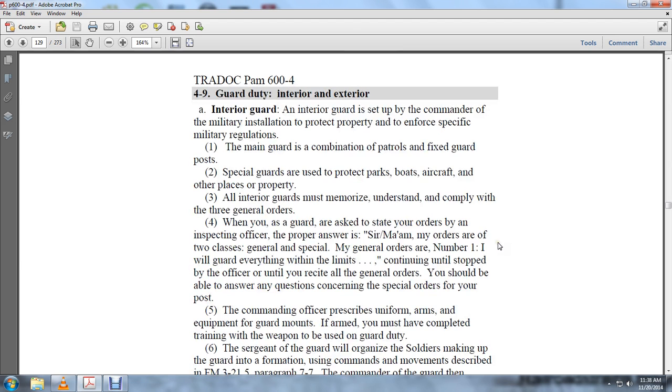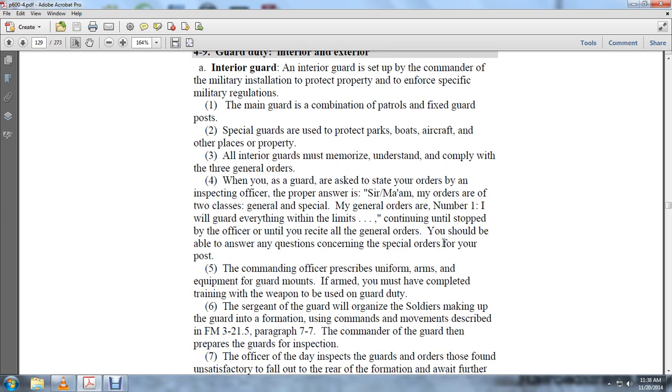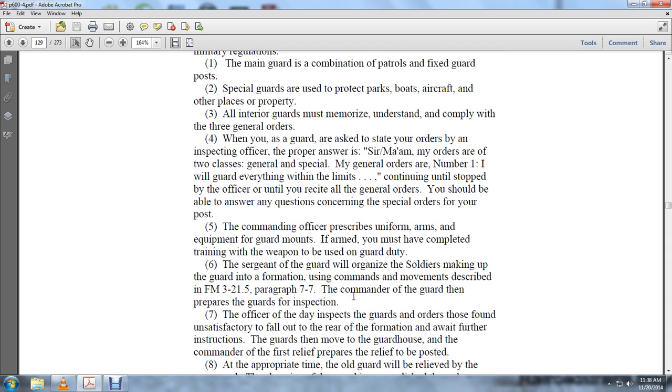The commanding officer prescribes the uniform, arms, and equipment for the guard mount. To be armed, you must have completed training with the weapon to be used on guard. The sergeant of the guard may organize the soldiers making up the guard and form them in formation using the commands and movements described in Field Manual 3-21.5, paragraph 7-7. The commander of the guard then prepares the guards for inspection. The officer of the day inspects the guards. Those found unsatisfactory fall out to the rear of the formation and wait for further instruction.